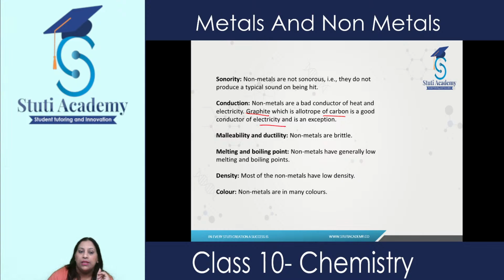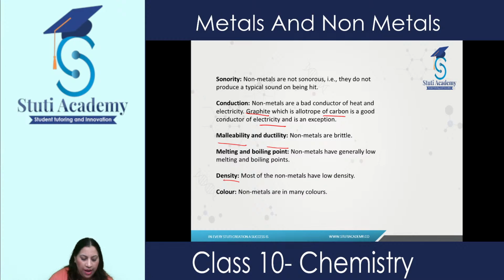Okay. Then malleability and ductility. We cannot convert non-metals into sheets and wires. They are so brittle that if we try to convert them into sheets and wire, they will break very easily. So they are non-malleable and non-ductile in nature. And non-metals generally have very low melting and boiling points, except diamond, which has very high melting and boiling points. Then if we are talking about densities, non-metals have low density, again except diamond, which is very dense. It has high density.